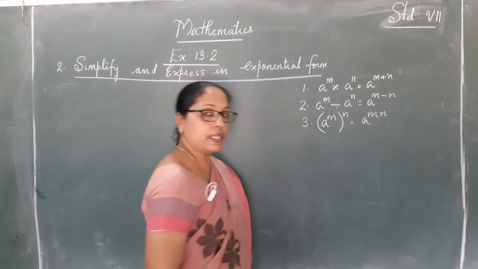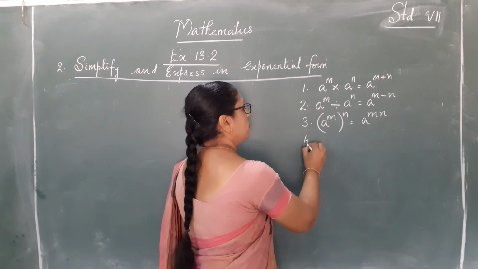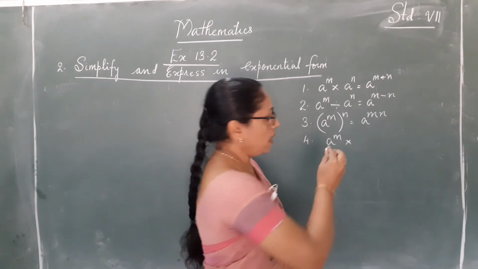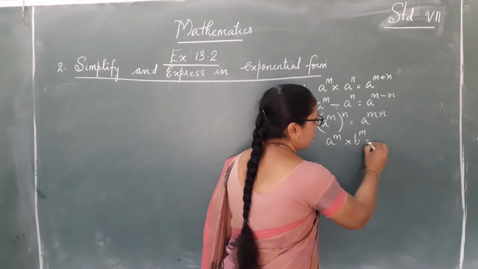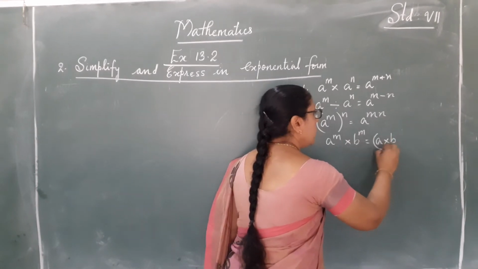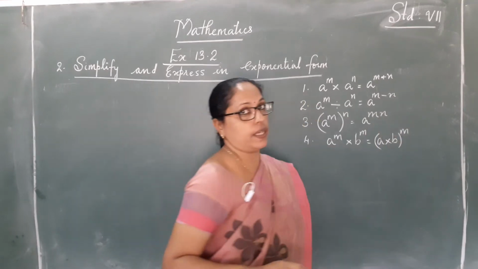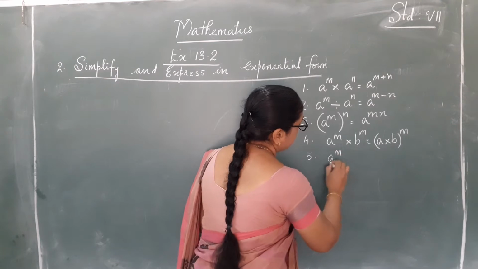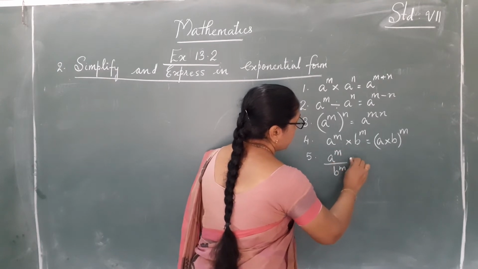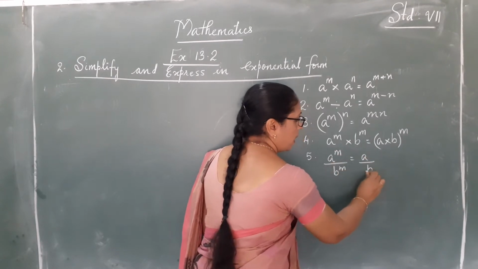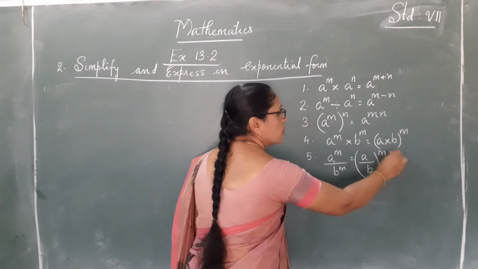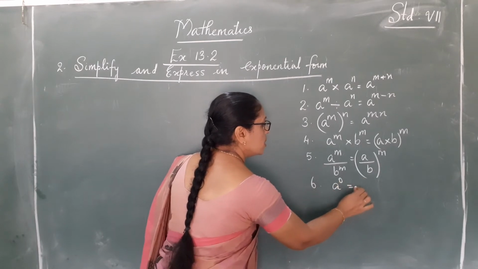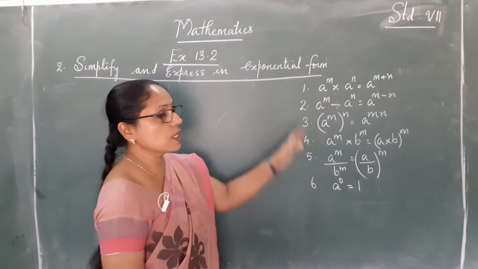raised to m times n. Okay. Fourth law, a raised to m into b raised to m is equal to a into b, the whole raised to m. Next, fifth law, a raised to m divided by b raised to m is equal to a by b, the whole raised to m. Final, a raised to 0 equals 1. So these are the 6 laws.